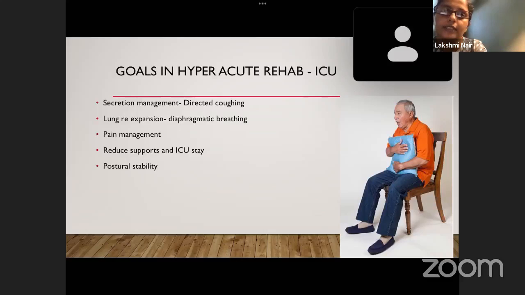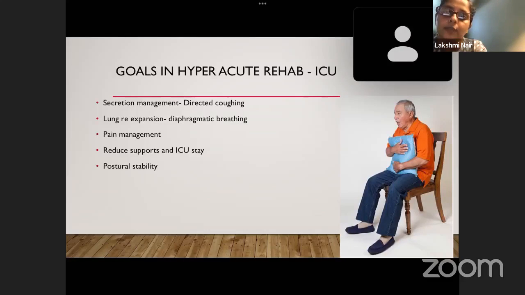That should begin early, as Suman was saying. But for that, the pain should be managed well. We need to ask support from the ICU team. Reduce supports and ICU stay. By doing all this, we will be able to reduce the support slowly, and we will be definitely able to cut down the ICU stay.